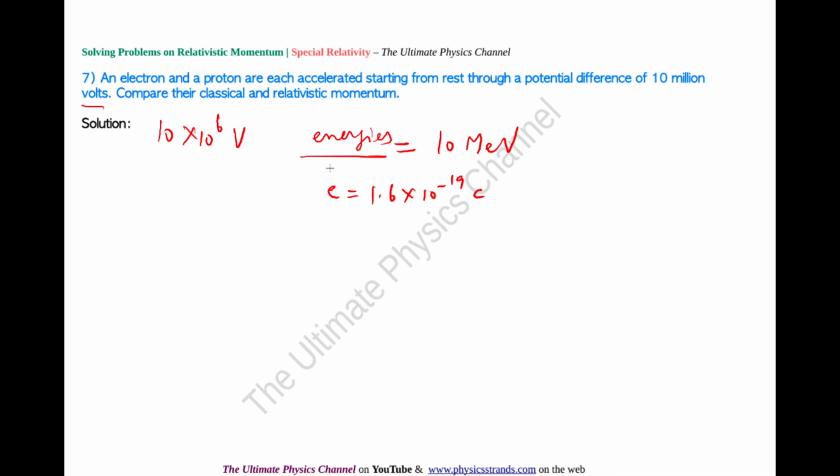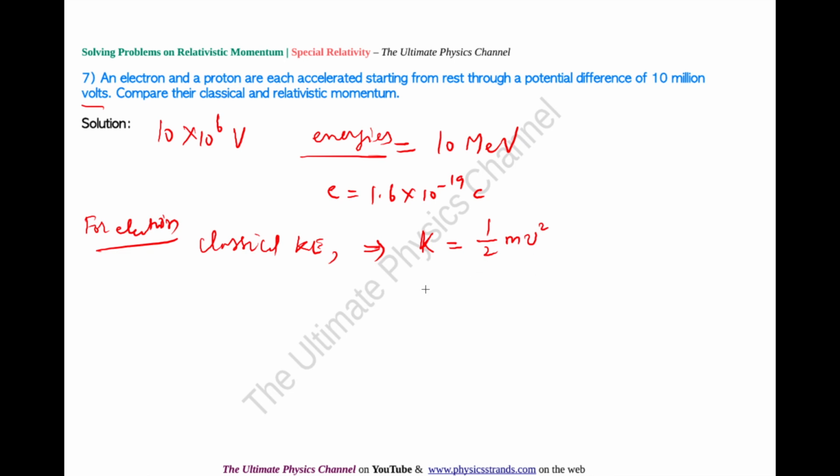Now we know the classical expression. For electron, first let us write the classical expression for energy, and from that the classical momentum. The classical expression for kinetic energy, classical KE, is we know, half mv squared. So KE, or K as I call it here for simplicity, is half mv squared. This is a classical expression where v is the velocity of the electron.